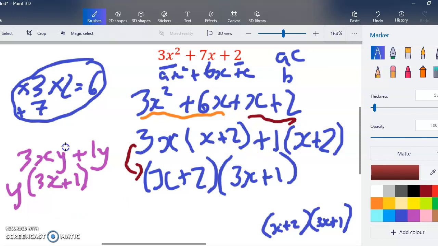Just like here, this y is a common factor. The x plus 2's can go to the front. We're left with 3x times x plus 2, so therefore, the remaining thing is 3x. 1 times x plus 2, our remaining thing is 1. So if we'd expanded this, we would have gone x times 3x plus 1, 2 times 3x plus 1, and you would come out with 3x squared plus 7x plus 2.